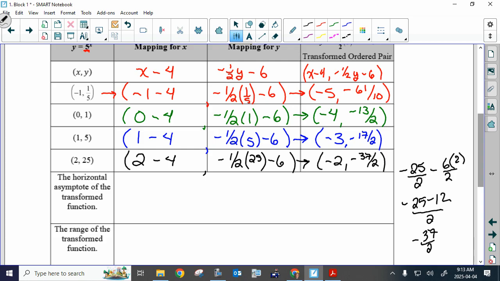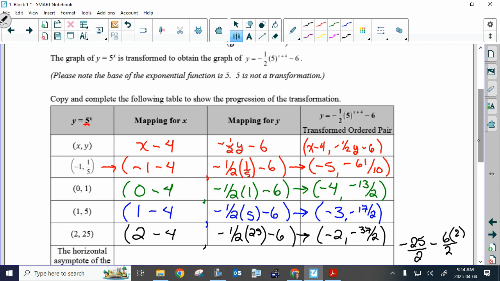Perfect. Okay. So now, when you interpret this, when I look at the equation, do you guys see that there's a reflection across the x-axis? Okay, what does that mean? If you were to graph your most basic y equals 5 to the power of x, it would look like this. That's what y equals 5 to the power of x would look like, right? And it would have a horizontal asymptote at y equals 0.